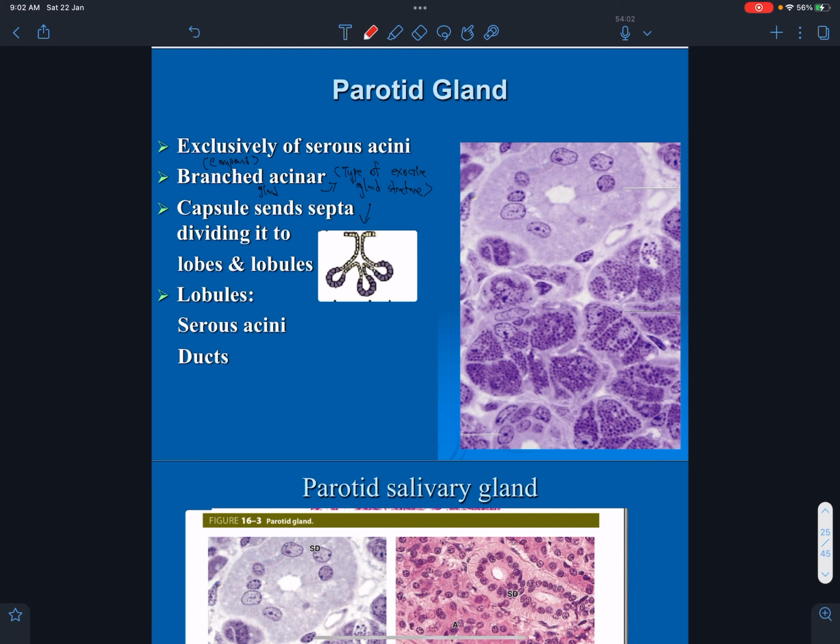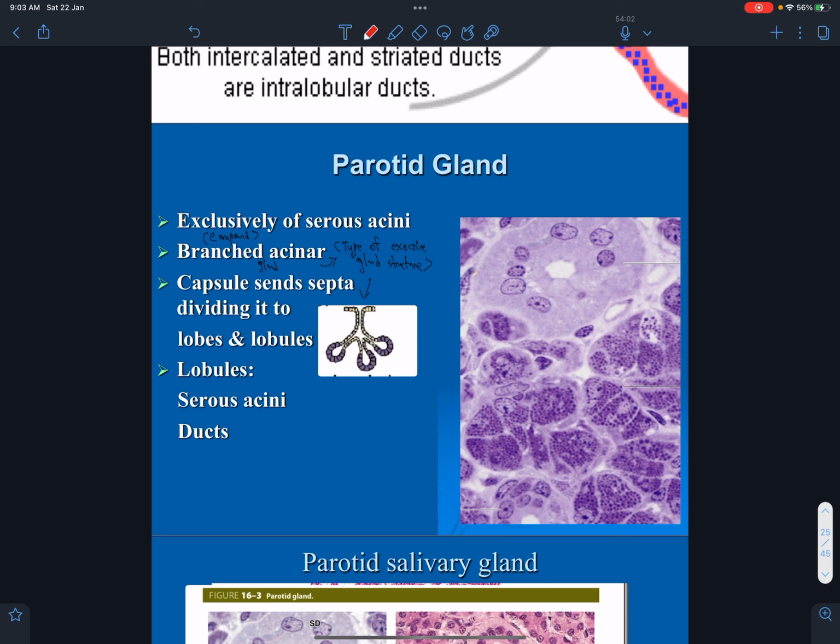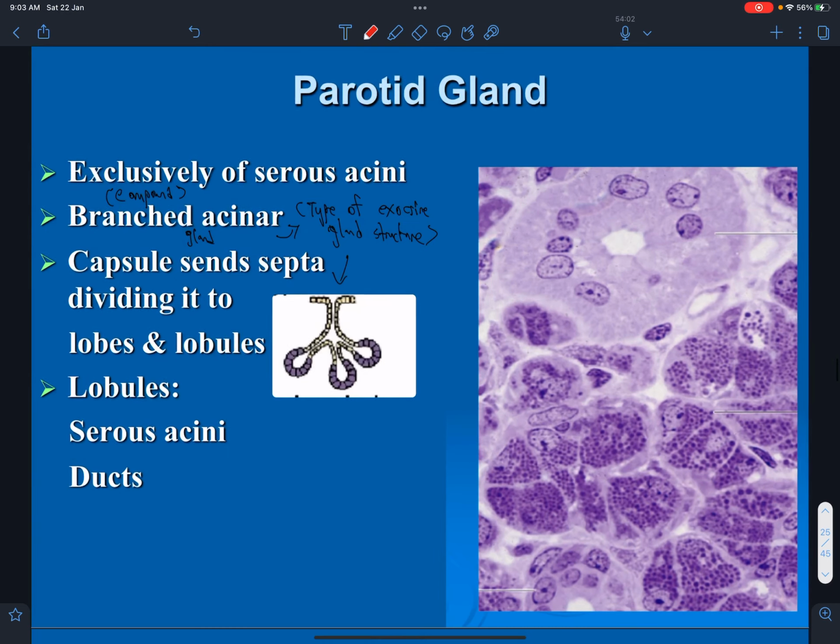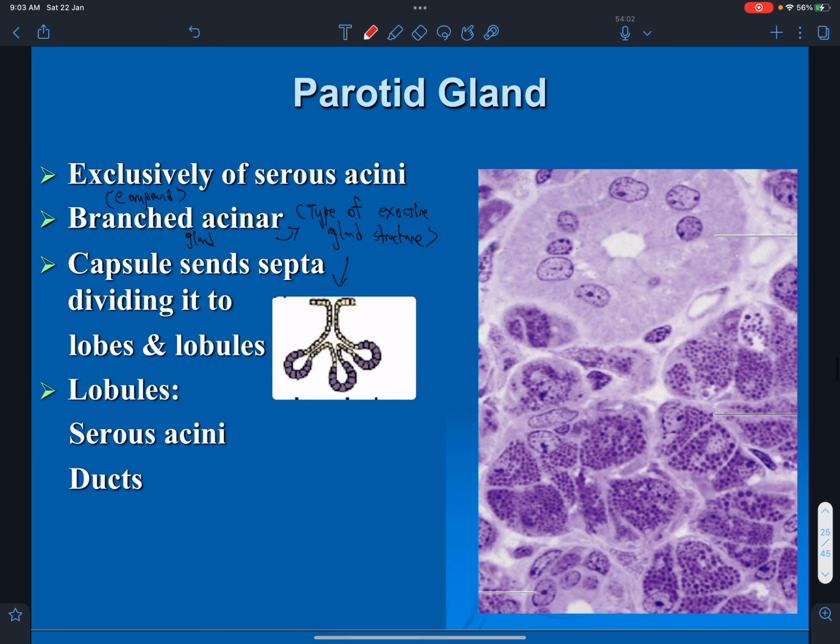Now, let's start with the parotid gland. Your parotid gland secretes saliva, right? But is it serous or mucous? Only serous acini. So if I were to describe the parotid gland, it's an exocrine gland. It's a branched acinar gland that is made of exclusively serous cells. Thus, it secretes only what? Serous saliva. So if you look at this histological picture, what do you see?